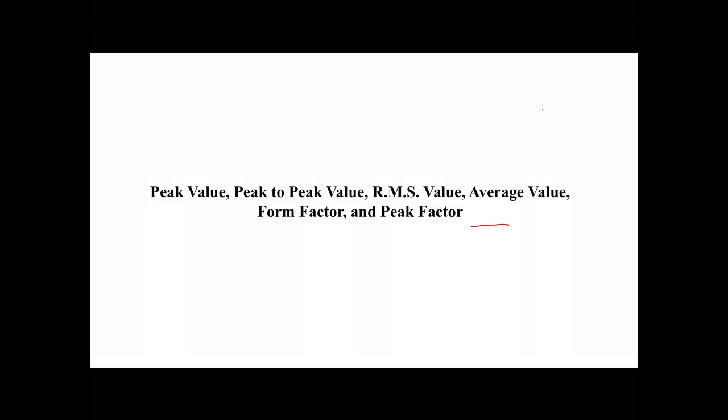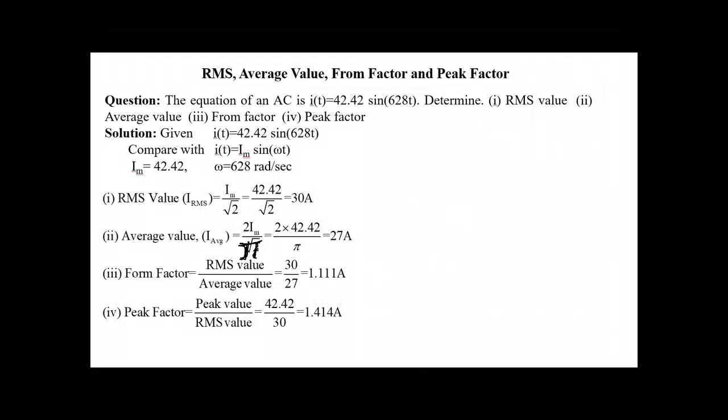Hi, today I am going to discuss a tutorial related to peak value, peak to peak value, RMS value, average value, form factor and peak factor. Question 1. The equation of an alternating current is i equals 42.42 sin 628t.